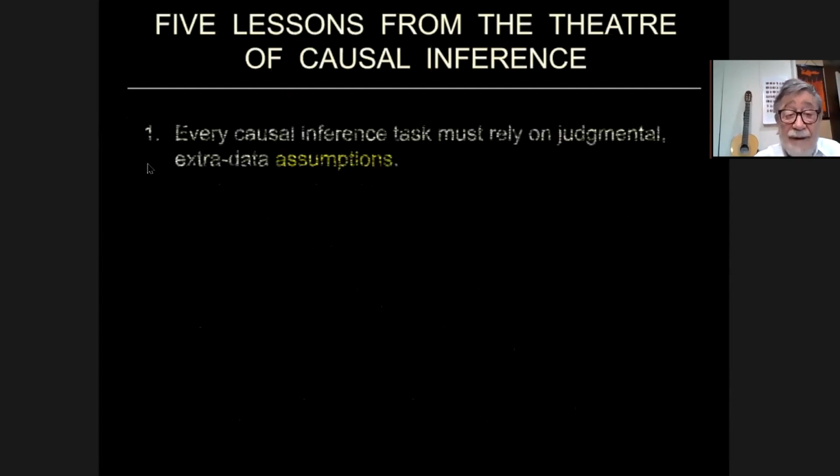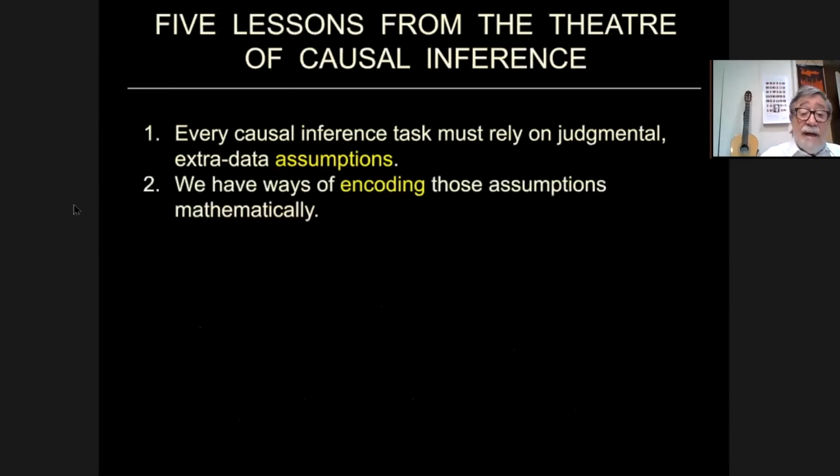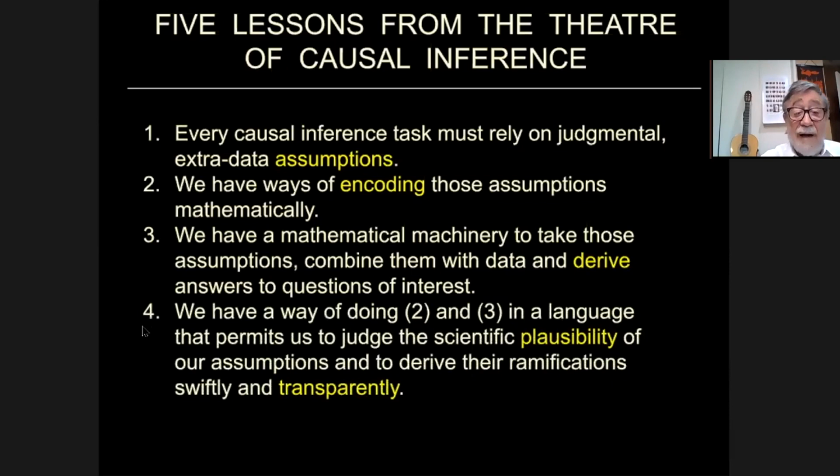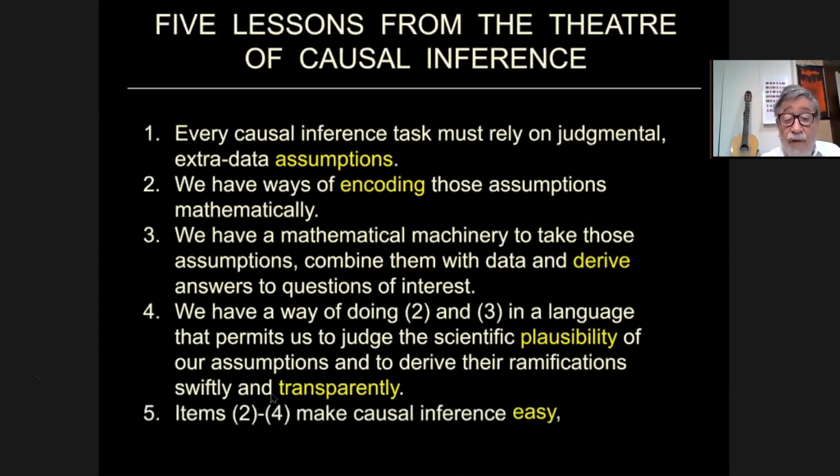The 5 lessons: number 1, every causal inference task must rely on judgmental extra-data assumptions. Number 2, we have ways of encoding those assumptions mathematically, parsimoniously. Number 3, we have the mathematical machinery to take those assumptions and derive answers to the questions of interest. And number 4, we have ways of doing 2 and 3 in a language that permits us to judge the scientific plausibility of our assumptions and to derive their ramifications swiftly and transparently. Besides, it's also fun and easy.